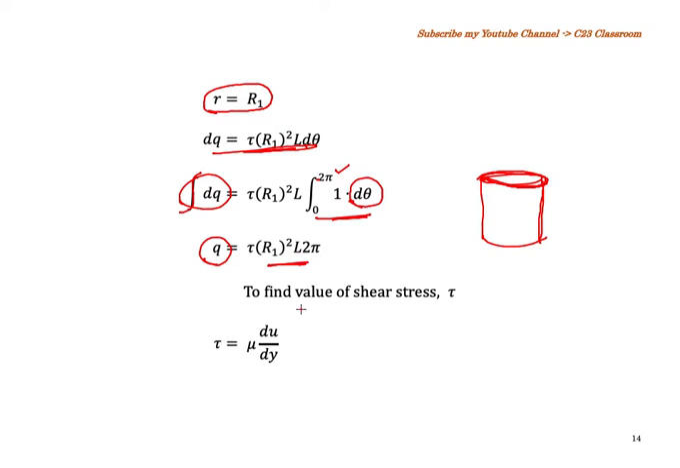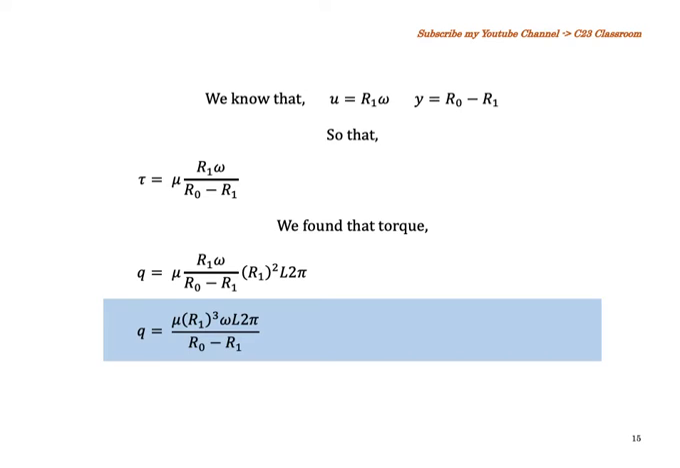Then we substitute the value of tau here with this equation. Tau is equal to mu du dy. Another thing that you should know is that tau is equal to mu du dy, and the u here is the linear velocity.